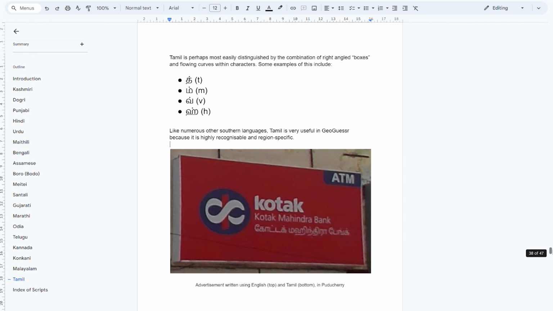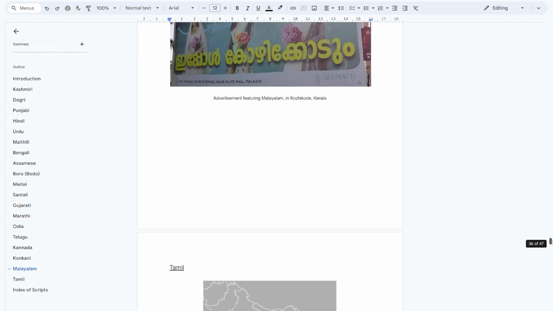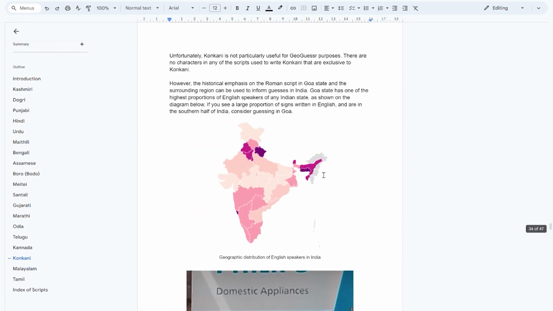So I would caution against basing your guesses in India on seeing English. However, as I pointed out, there are a couple of areas within India where English is very commonly spoken. So if you see almost only signs in English, then keep in mind these areas where English is spoken very commonly.